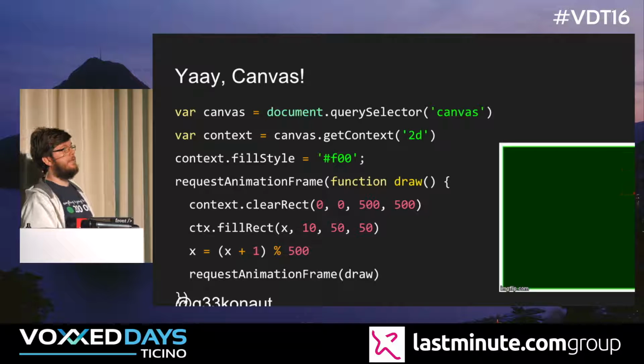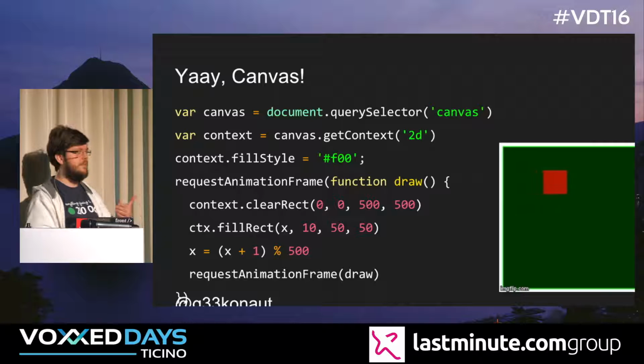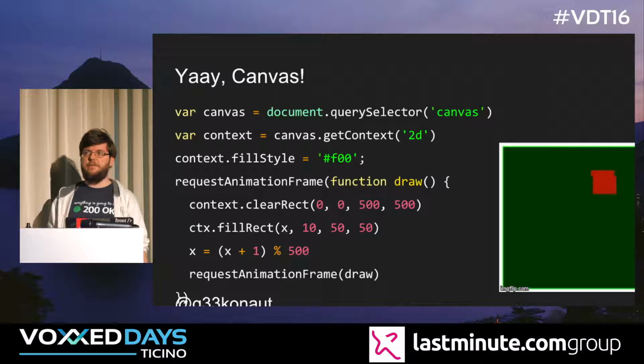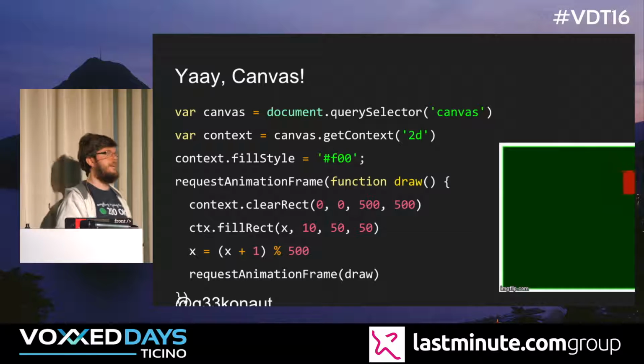You say, please fill with red. And then you ask the browser, whenever you paint a frame, or the next frame you paint, and every frame after this, please call my draw function. And my draw function clears out the entire canvas. By default, that makes it black. Then please fill a rectangle starting from position X, and then 10 pixels from the top, and then make it 50 by 50.